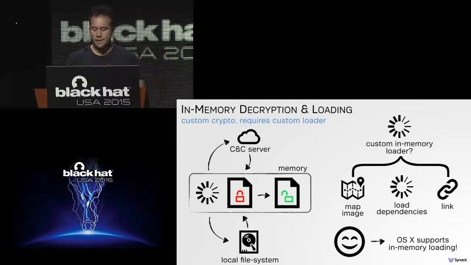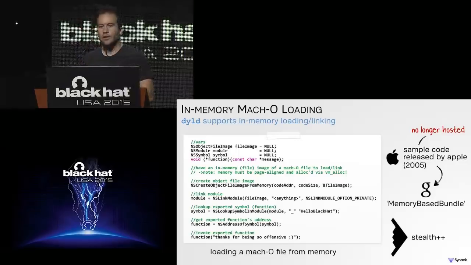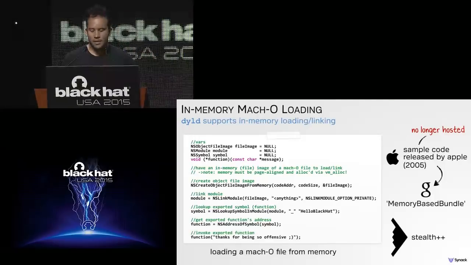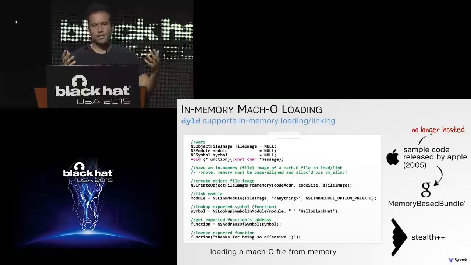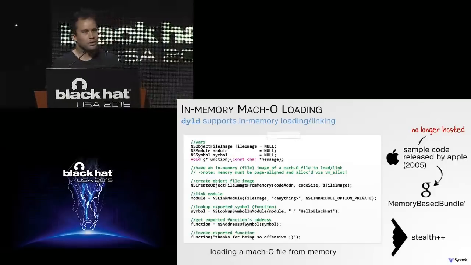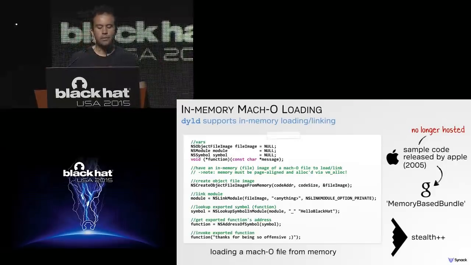Turns out, though, that OS X supports loading of an in-memory file image, which is great. So basically, what the malware can do is have a little stub loader that requeries the environment. If it's in the correct environment, it'll decrypt itself. But then it still has this flat file image in memory that needs to be mapped, linked, loaded. Luckily, OS X can handle such a flat file image, even in memory. So we just call some OS X APIs on this, and OS X will load and execute it just as if it had loaded it off the file system. Apple used to host some sample code showing this. They don't anymore, but if you Google memory-based bundle, you can find the source code of how to do that.